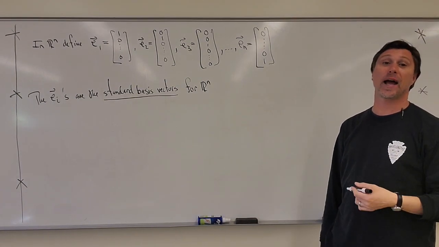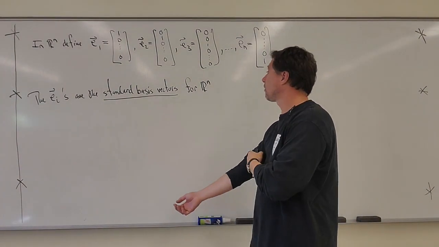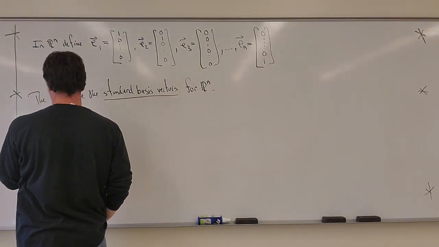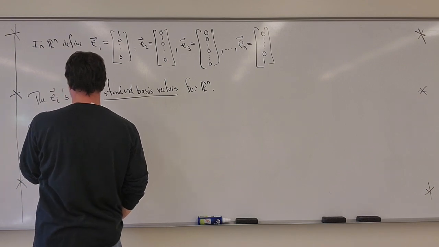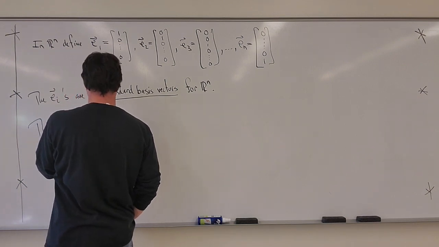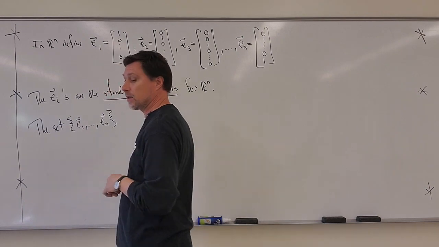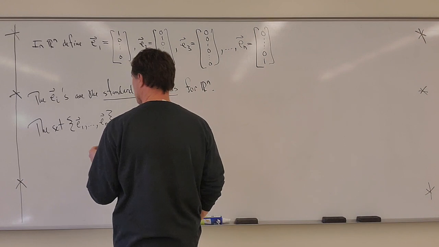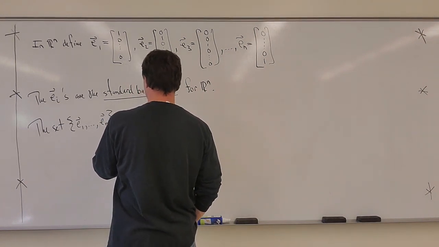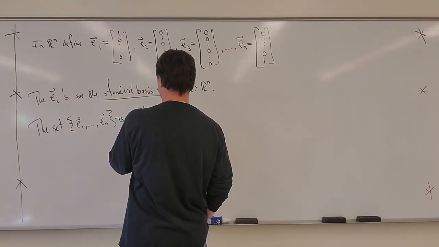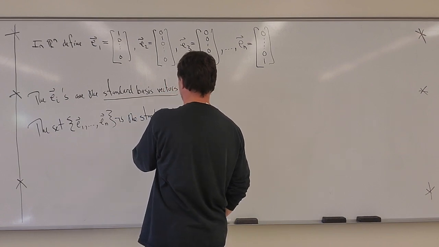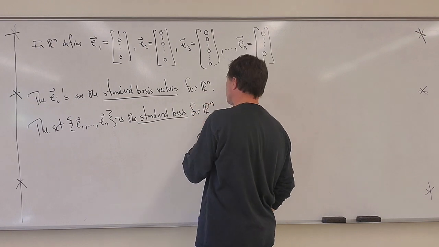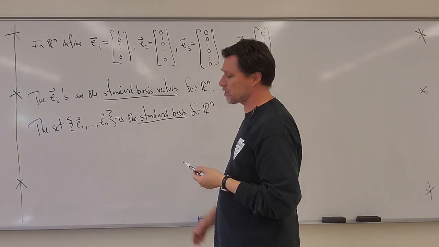In general, E sub i is the ith standard basis vector for Rn, and the set consisting of E1 up through E sub n is the standard basis for Rn. Remember, in your book, these will be bold-faced E1 up through En. So this is just some shorthand notation and some terminology.